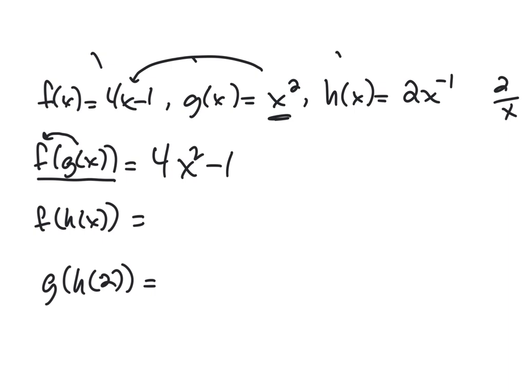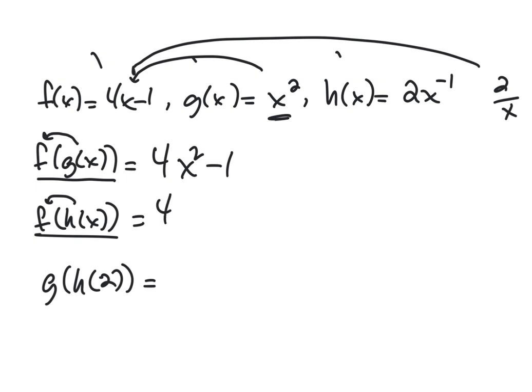Okay, the second one, f of h of x. I'm going to do the same thing, except this time I'm putting function h into f where the x is. I'm putting it in the same spot. So 4 times 2 over x minus 1. Now, you need to work it out as much as you can. If I do 4 times 2, that's 8 over x minus 1, and that's fine right there.